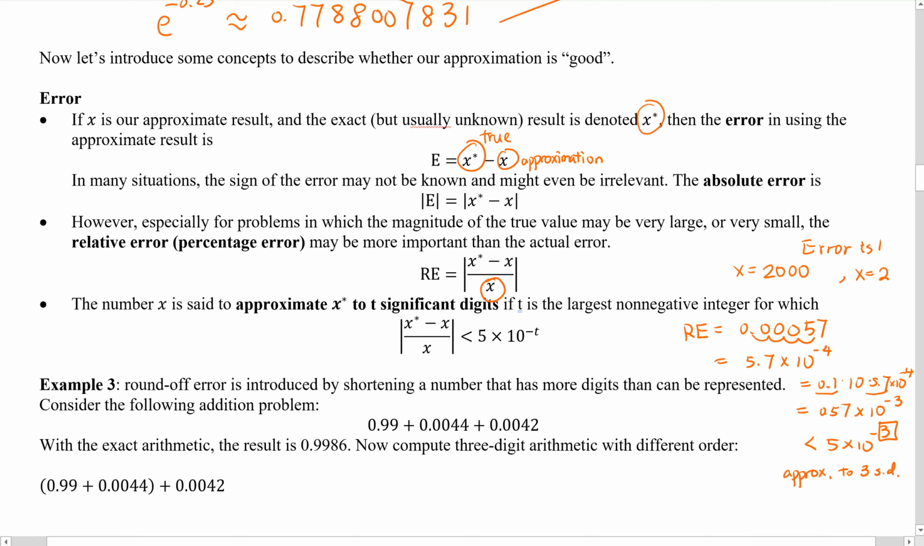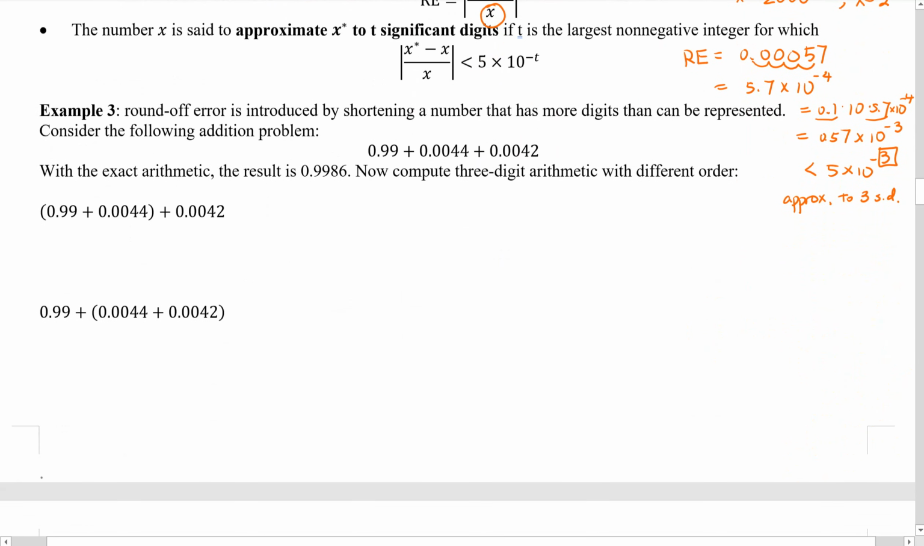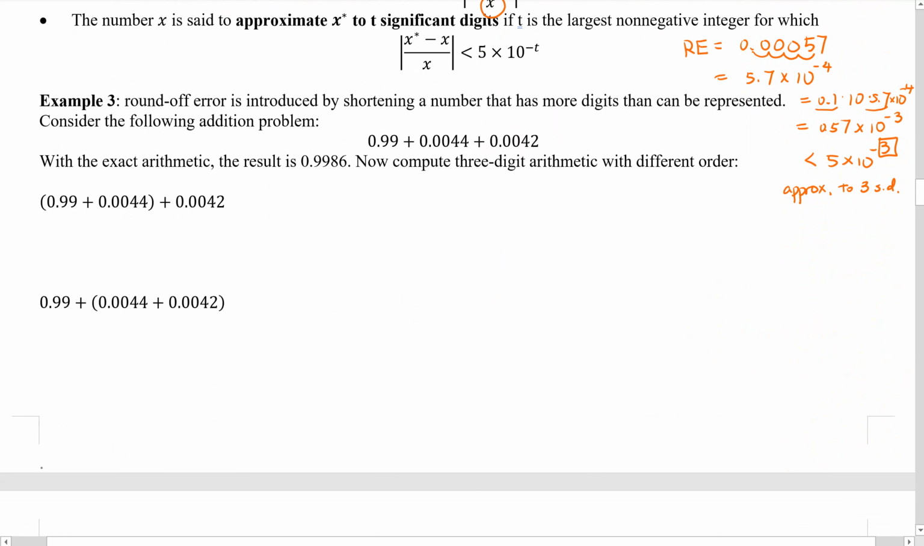Okay, let's look at example 3. Round off error. Round off error is introduced by shortening a number that has more digits than can be represented. So consider the following addition problem: 0.99 plus 0.0044 plus 0.0042 with exact arithmetic. The result is 0.9986. Now compute with 3 digits arithmetic in a different order. So 3 digits arithmetic means each step of our calculation we just include 3 digits.